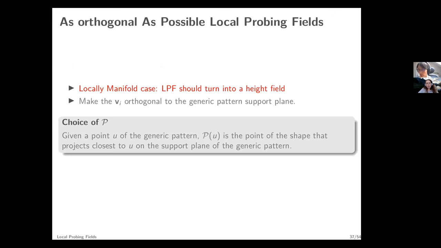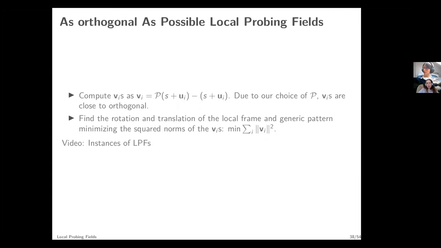And to do so, we just restrict P, the probing operator, to be the one that selects the point on the shape that projects closest to each point of the generic pattern, and this will be enough to ensure, at least experimentally, some orthogonality. There is still one huge problem: even if the green arrows are orthogonal to the generic pattern, there's still one unknown, which is how far you are going to be from the surface. And to do so, we also minimize the length of the green arrows, and it will make something like that.